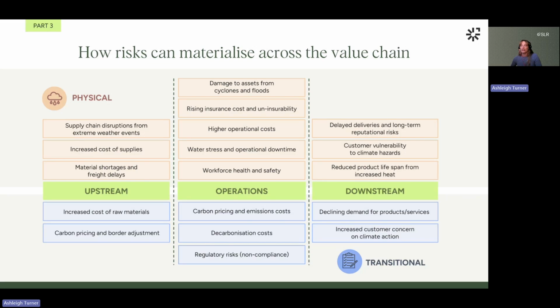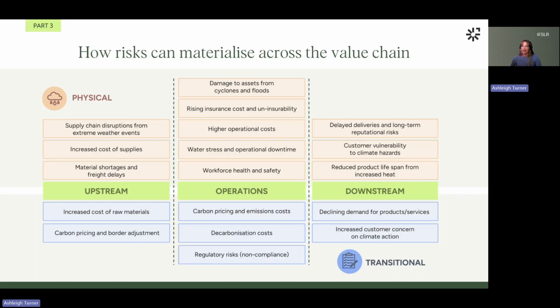Looking at the physical risk examples on the grid, upstream, you might see things like supply chain disruption from extreme weather or increased cost of supplies, for example. In your operations, it might be things like asset damage from cyclones and floods or workforce health and safety impacts. In the downstream, it could be things like delivery delays or customer vulnerability to climate hazards as well. Those disruptions could then lead back to disruptions for you. So important to consider.